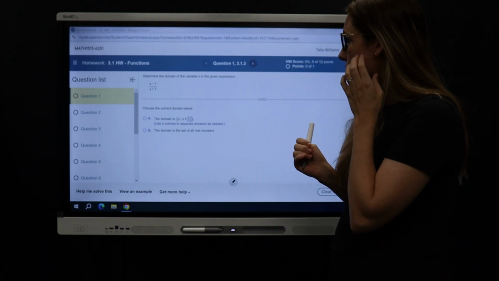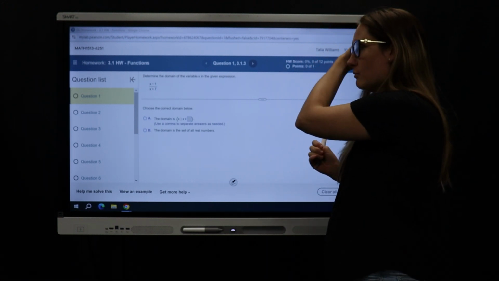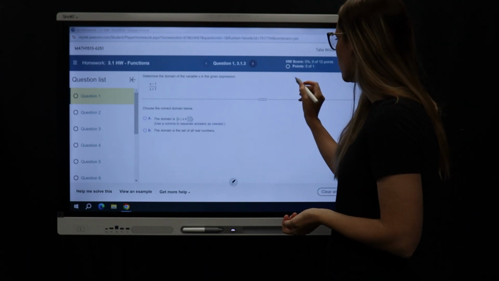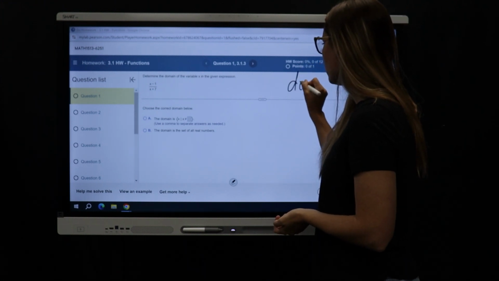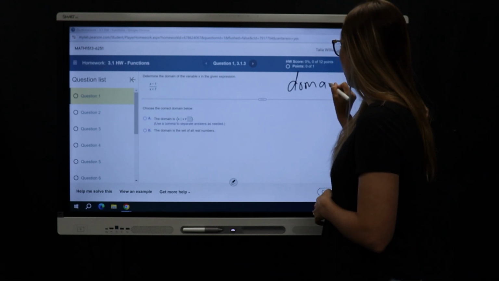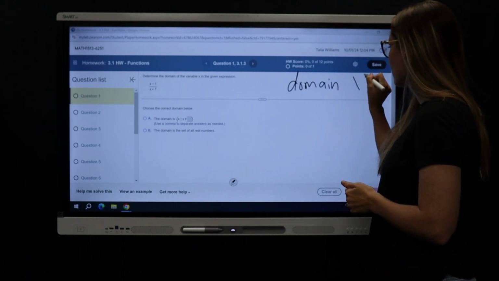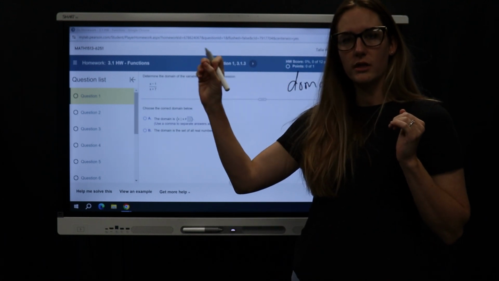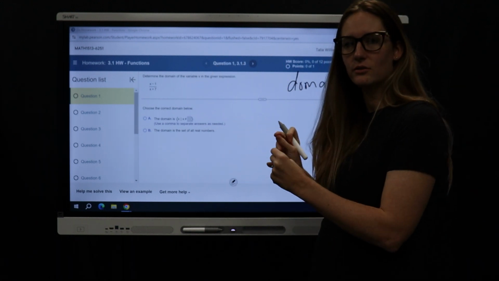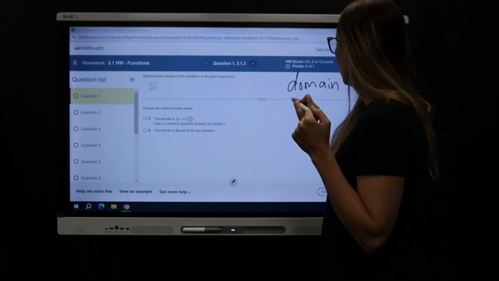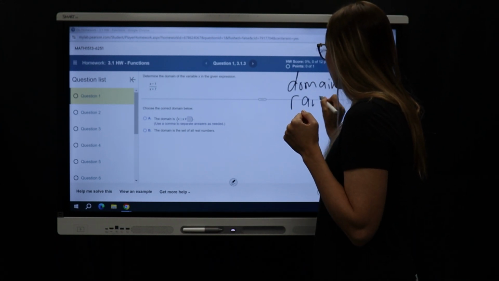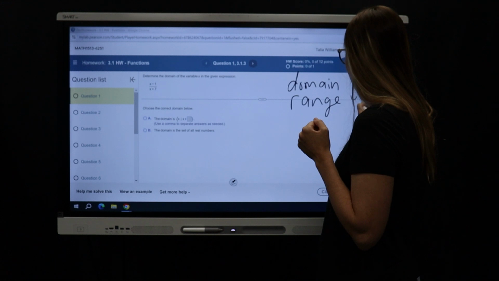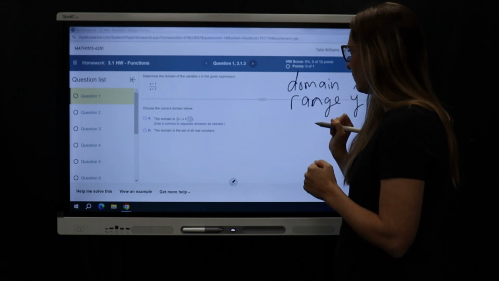So starting off here with functions, they mention the domain. Just a refresher, domain represents x values of a function. So the domain of a function is its x values. And we can represent that as an interval, or if it's just points, we represent it as just x values, so integers. And then the range is going to represent the y values of a function.